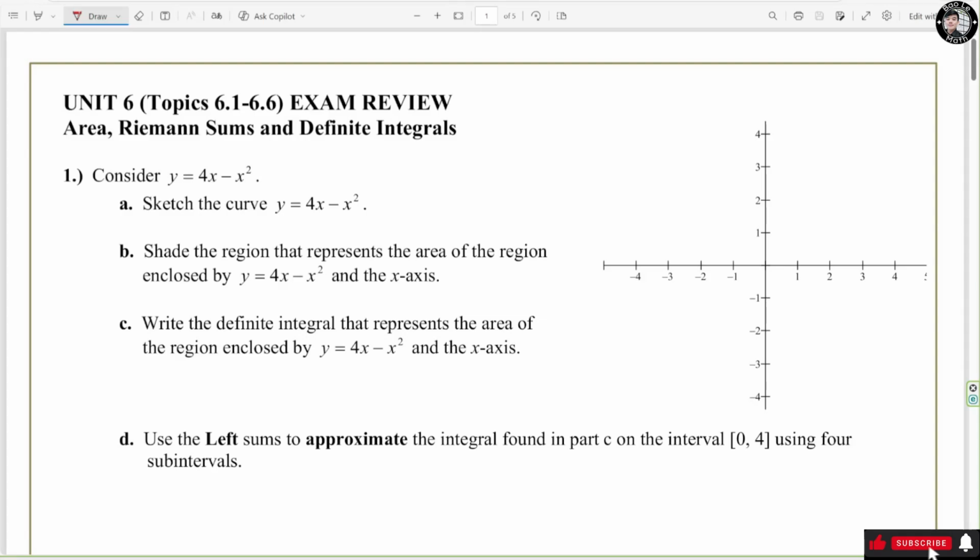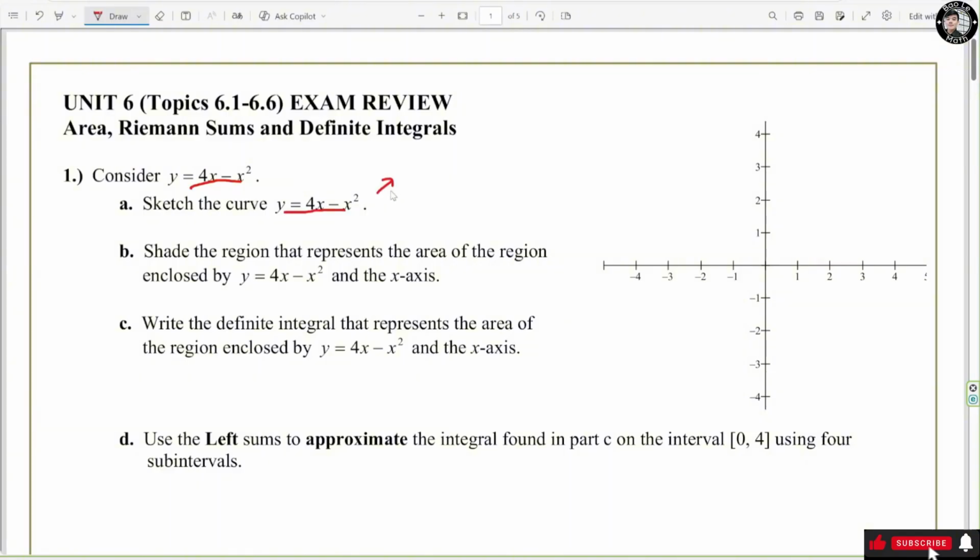Hello everyone, in this video we're going to review the unit test of AB calculus, AB and BC. Question 1. Consider the function y equals 4x minus x squared. Question A. Sketch the curve y equals 4x minus x squared.